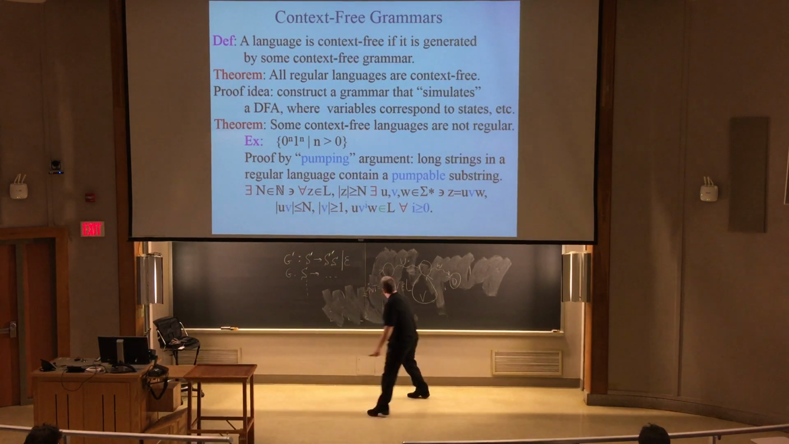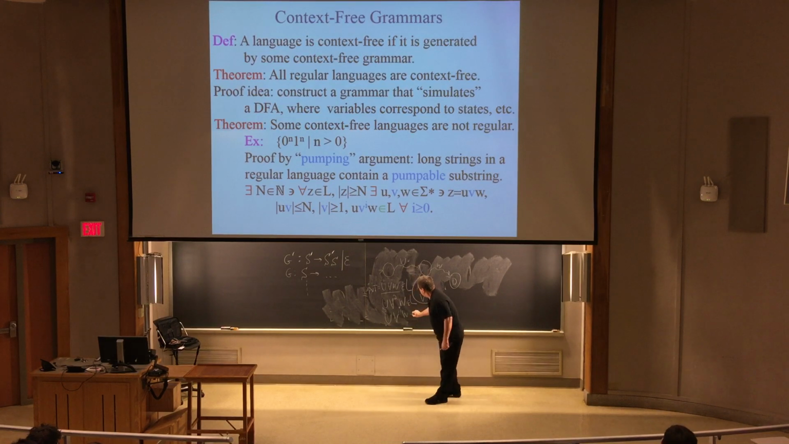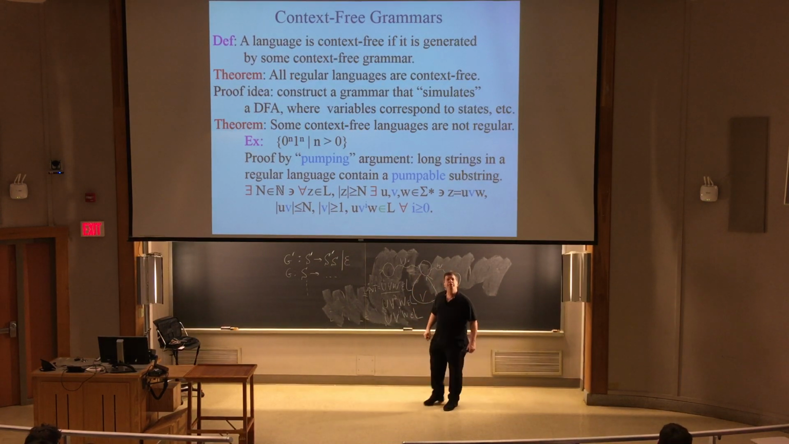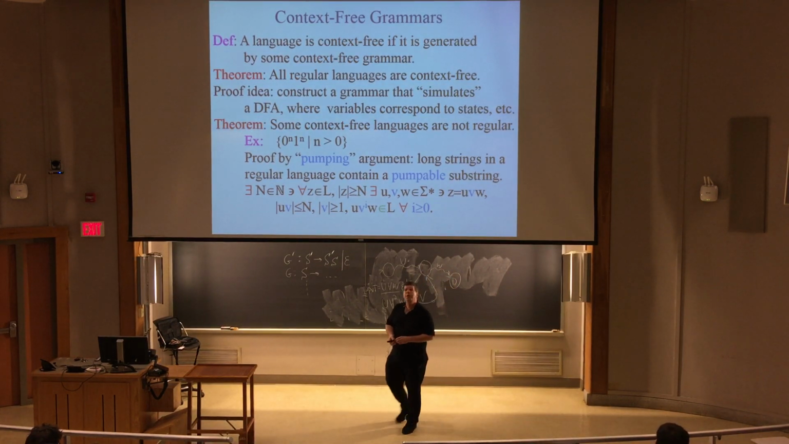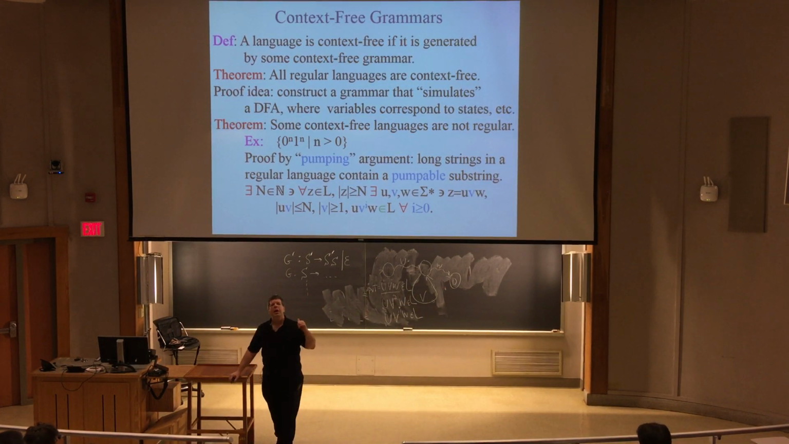In fact, every u v to the i will also be in L for any number of v's, not just two. How about zero v's? Will uw be in the language? How many say yes? Yeah, why? Because you don't have to pass go, you don't have to collect $200, you can just go directly, without going through a cycle, to the final state, right?